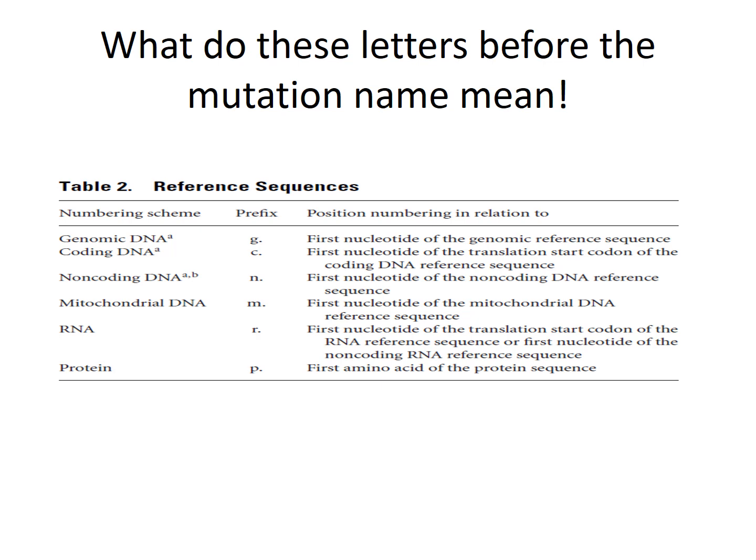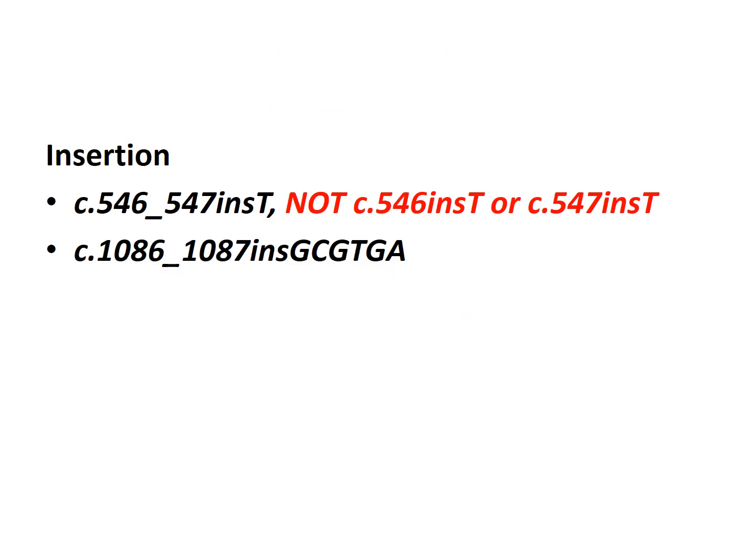These letters mean g for genomic, c for coding, n for non-coding, m for mitochondrial DNA, r for RNA, and p for protein. If you have an insertion, for example, at coding 546, 547 insertion of a T, you report it this way, but you don't report it like 546 insert of a T or 547 insert of a T. And the same if you have an insertion of a GC, GT, GA between 1086, 1087, this is the correct way of reporting this sequence.